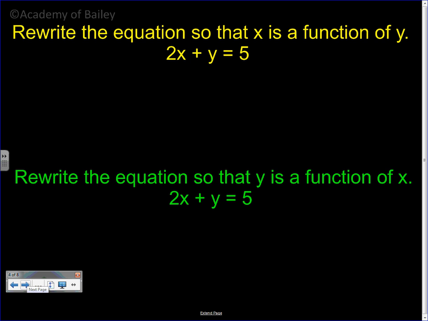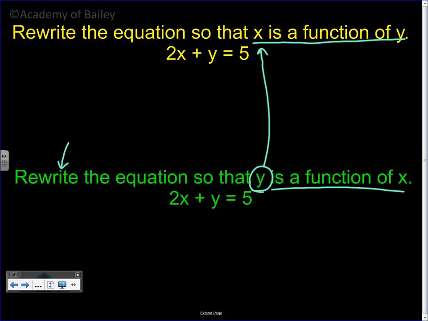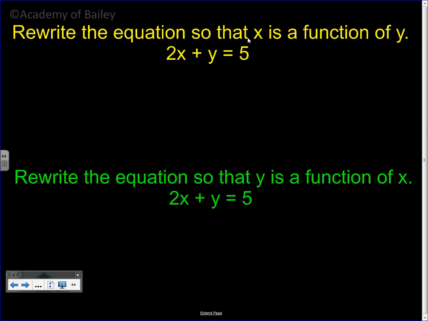Up here at the top, rewrite the equation so that x is a function of y. And down here at the bottom, rewrite the equation so that y is a function of x. You notice how this is the only difference between the two examples. It's something so tedious and so small that if you get in a hurry, you may forget about it, and unless you really pay particular attention to what you're supposed to be doing, you may be solving for the wrong variable here.